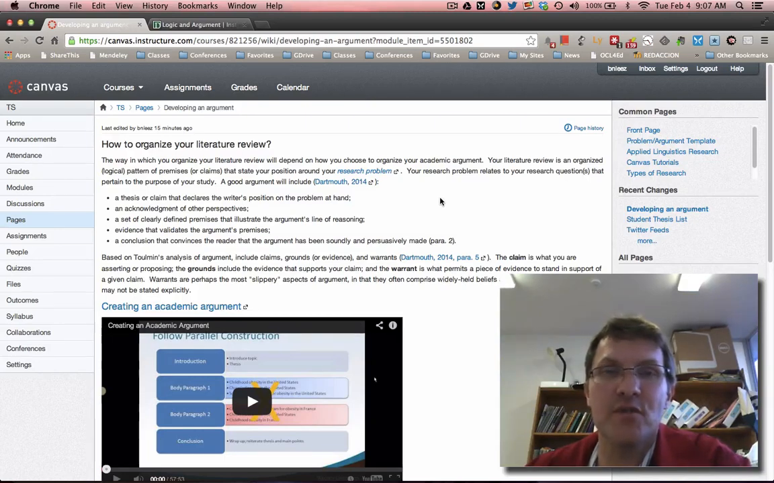Think about the link between your thesis statement and research questions, and then your own research later. But when we develop our literature review, we want to organize all of our ideas in such a way that we make it clear that our thesis statement is the answer to our research questions.